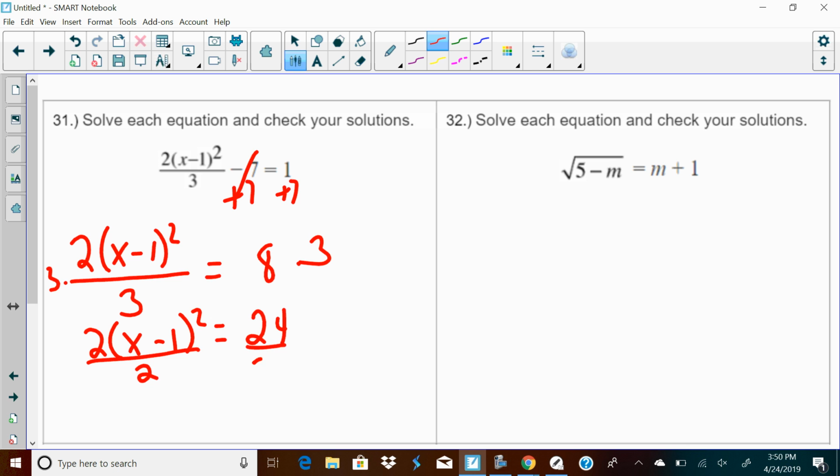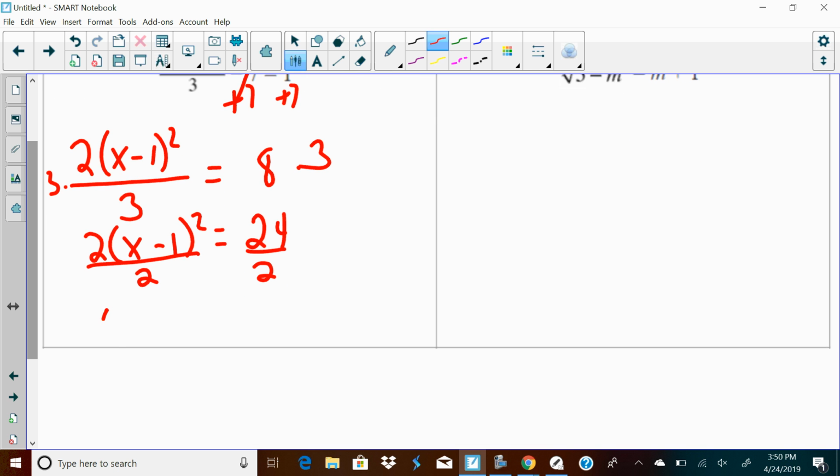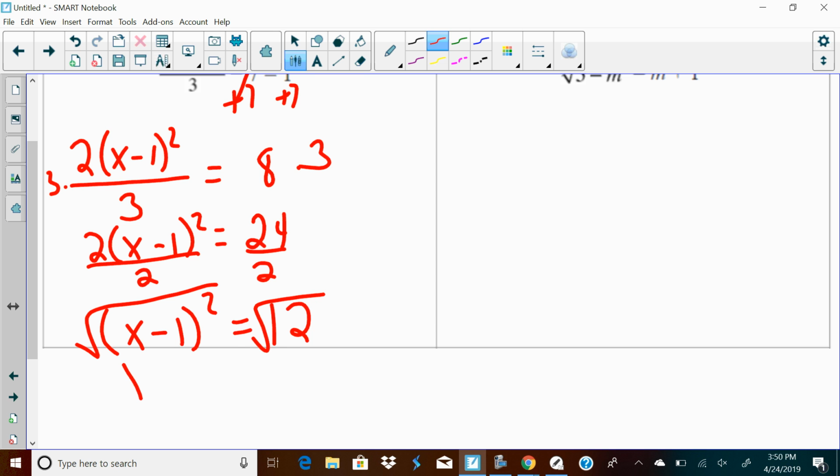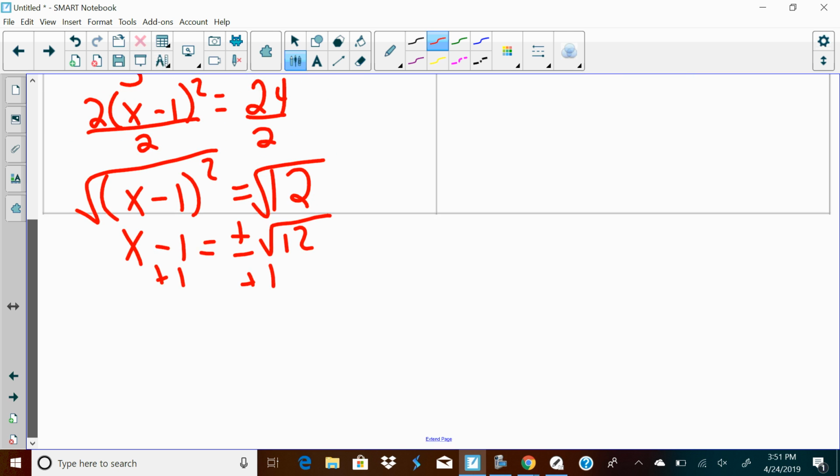Then divide by 2. So I'm going to get x minus 1 squared equals 12. Take the square root of both sides. So I get x minus 1 equals plus or minus the square root of 12. And then I add 1. So my final answer is x equals 1 plus or minus the square root of 12.